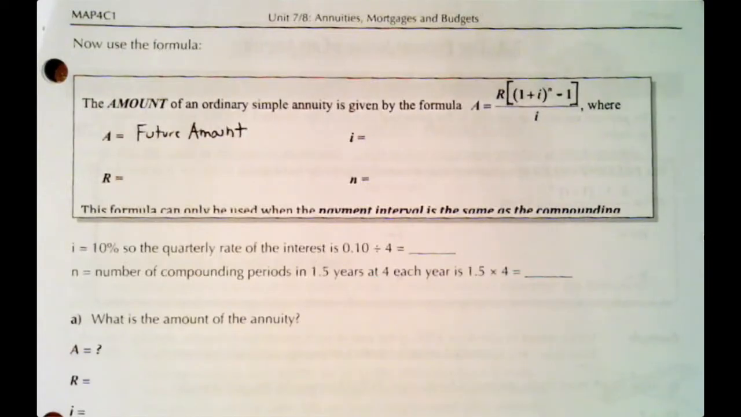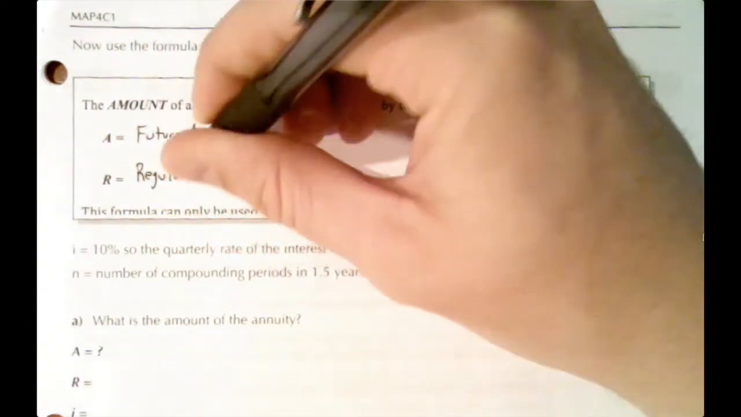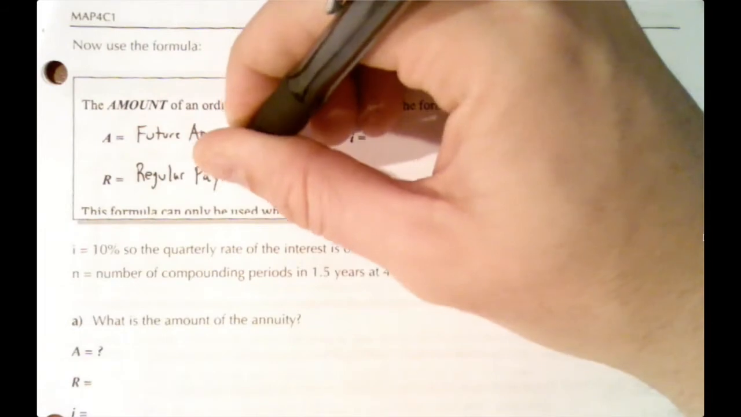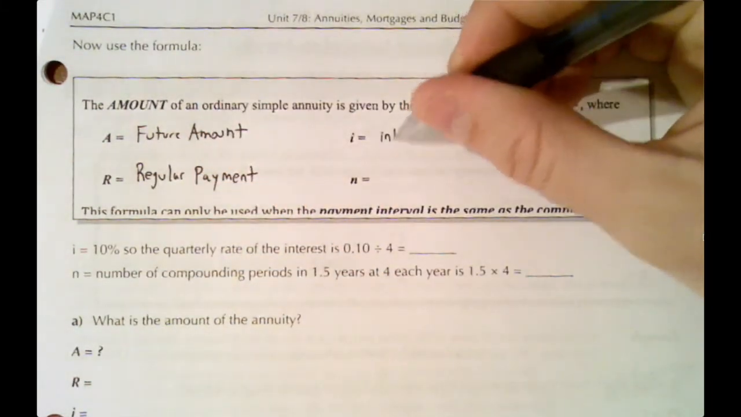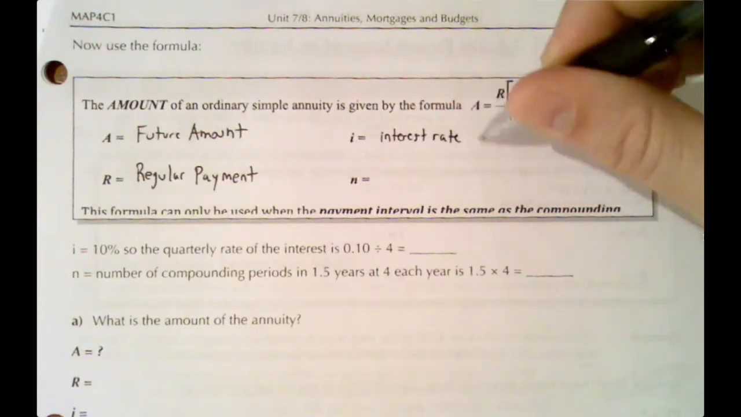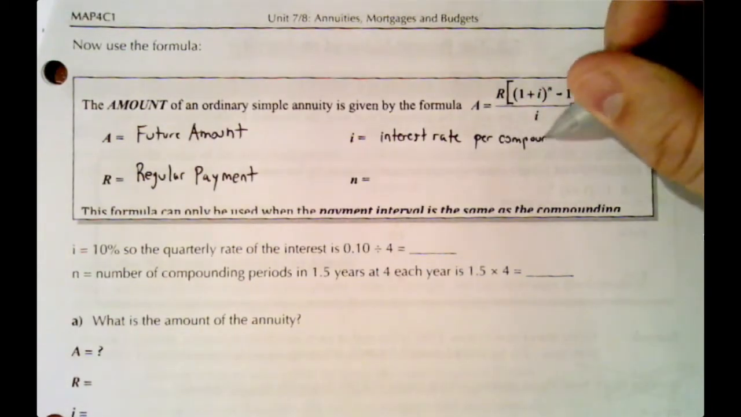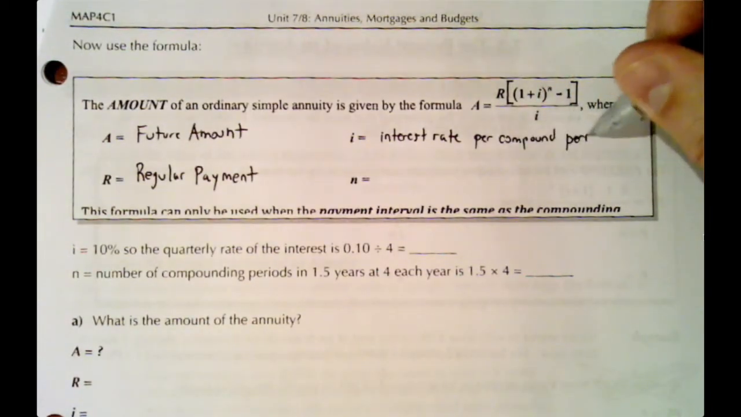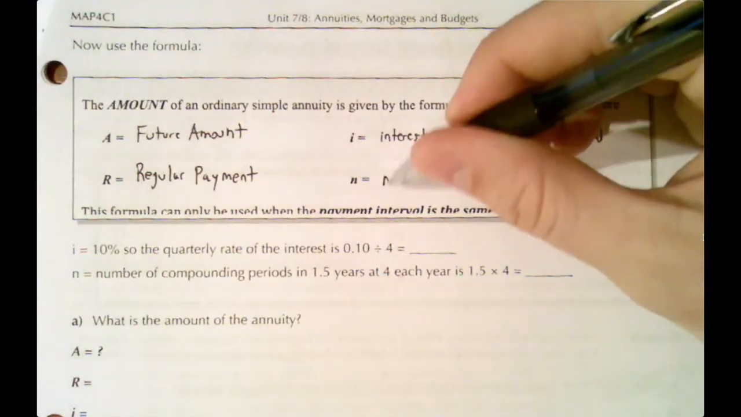And in a second, we're going to flip back a page. And I'm going to show you where all these are in the table. R is regular payment. I is interest rate per compound period. And N is number of compound periods.